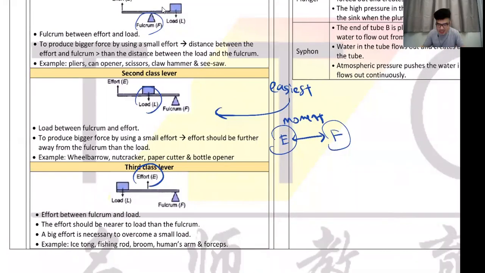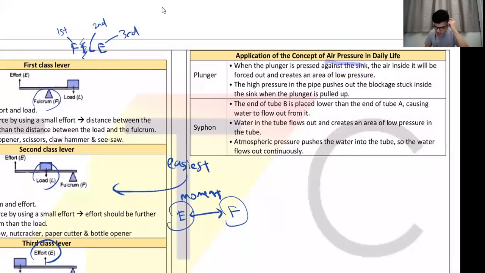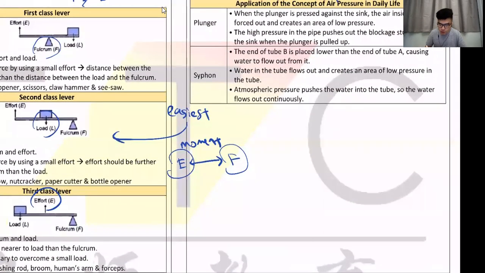Okay, easy, you learned this already. Of course, next is your pressure. This thing I'm not going to talk too much about because this is mostly atmospheric pressure. For atmospheric pressure, you just have to memorize this. Very easy. Pressure will always go from high to low.